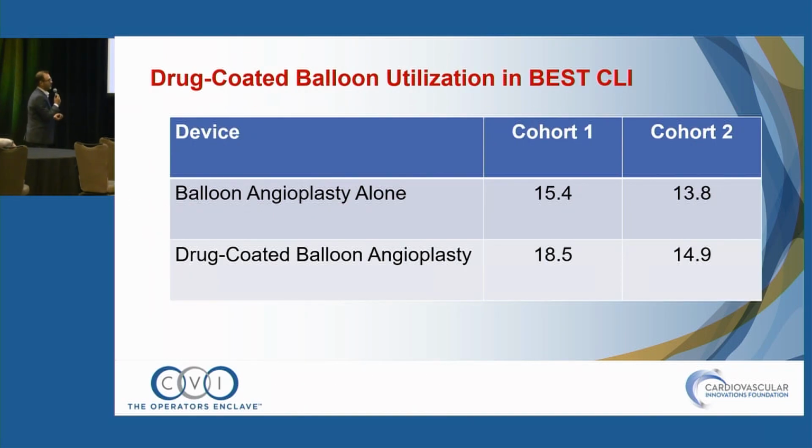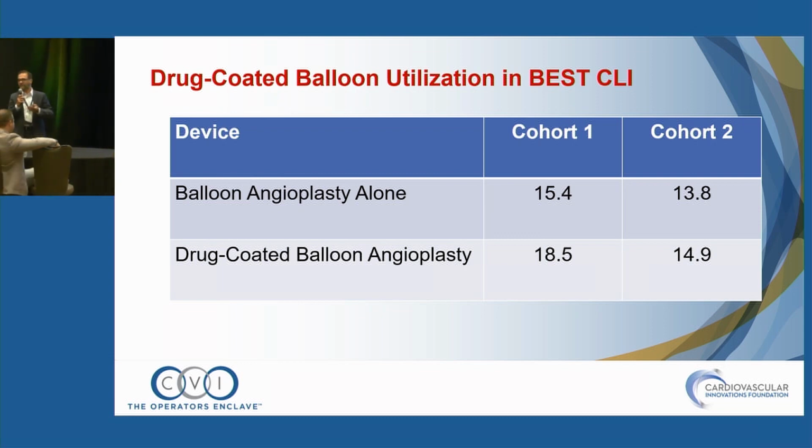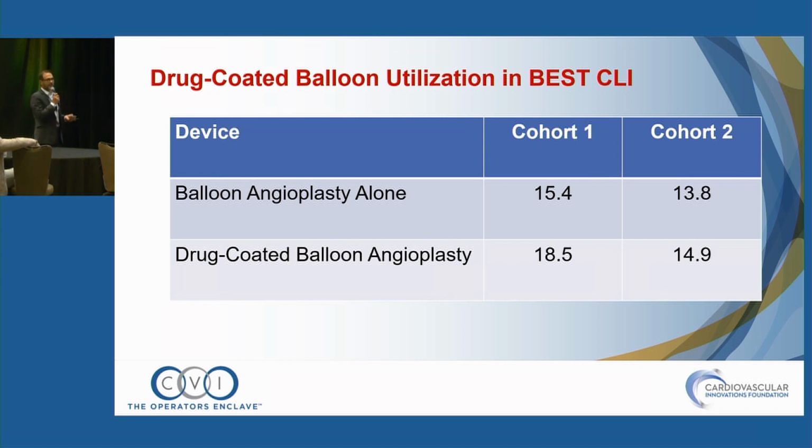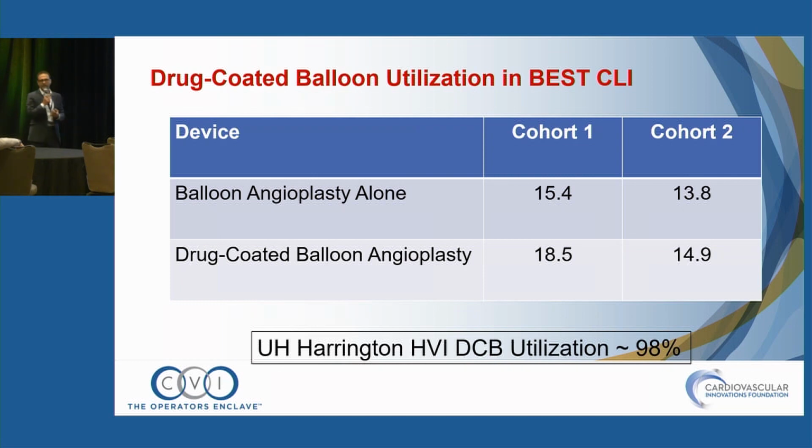But when you go to a trial and you have this situation and you have a hodgepodge of whatever you want to do, and you're trying to then make decisions based on that trial, you get into this kind of trouble. So balloon angioplasty alone in cohort 1, and many of you remember BEST-CLI had 2 cohorts, and cohort 1, angioplasty alone, 15.4%, cohort 2, 13.8%. But more importantly to me, drug-coated balloon utilization in the BEST-CLI contemporary was 18.5% in cohort 1 and 14.9% in cohort 2. This is our utilization at my hospital.